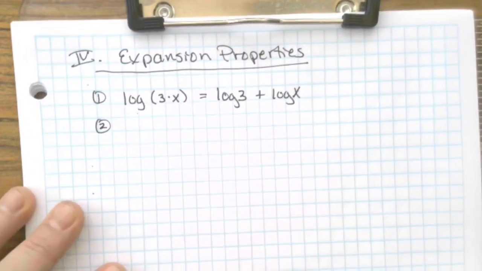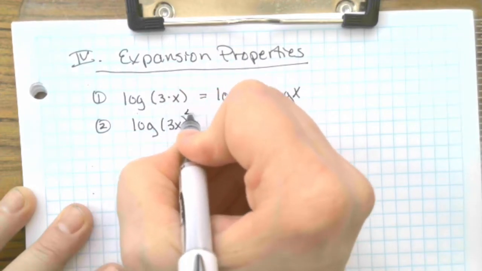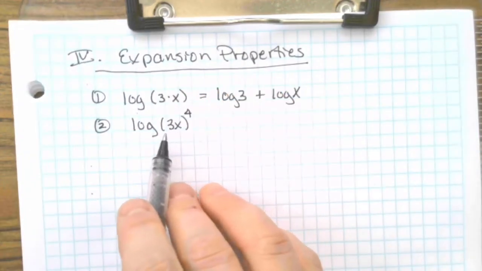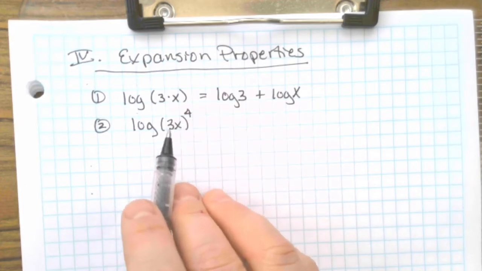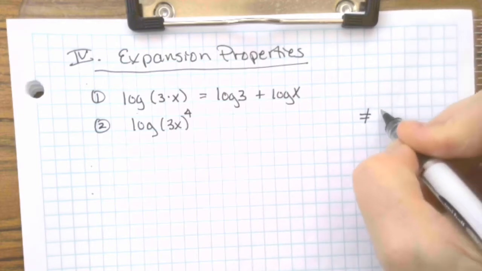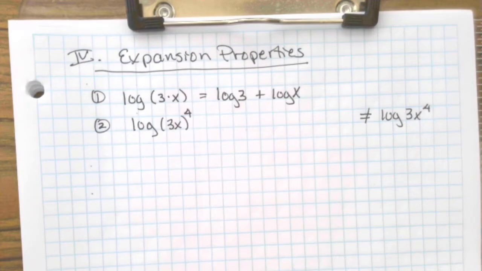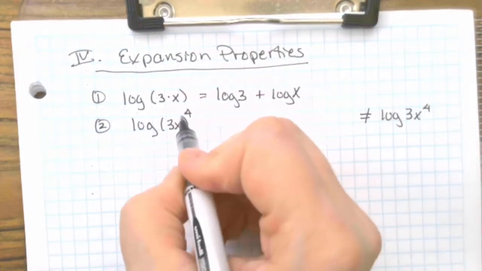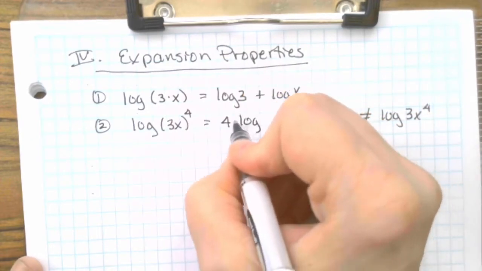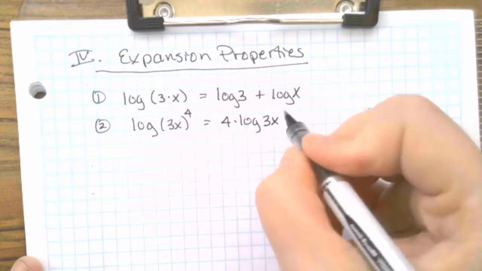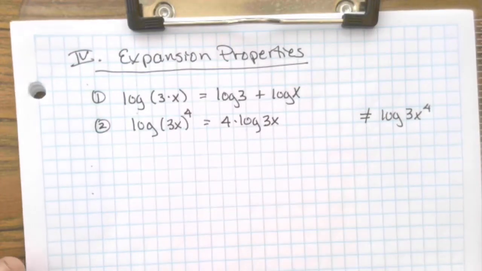Okay, property number 2. You've got a log, let's say you have 3x to the power of 4. To make this work, the entire argument has to be raised to the power of 4. It could not be log of 3x to the 4th and have this work. It has to be the entire argument, in which case the 4 goes to the front: 4 times the log of 3x. And if there's no parentheses, anything after the log is assumed to be in the argument.